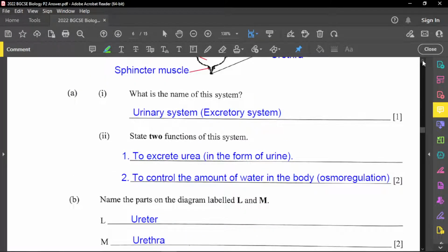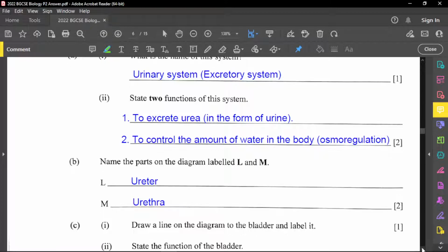Now for part A of this, and part A1 is a name. We say what is the name of the system? And the name of the system is the urinary system, also called the excretory system, right? But it's actually the urinary system. It produces urine, right? Also called the excretory system. So there's a state two functions of this system, and one function is to excrete urea, and it's to excrete urine in the form of urine. And 2 is to control the amount of water in the body, and the process is called osmoregulation. All right, so that's 2 functions of the urinary system or the excretory system.